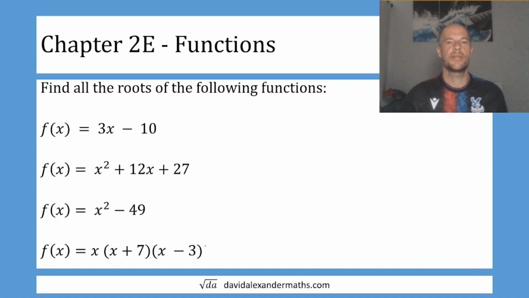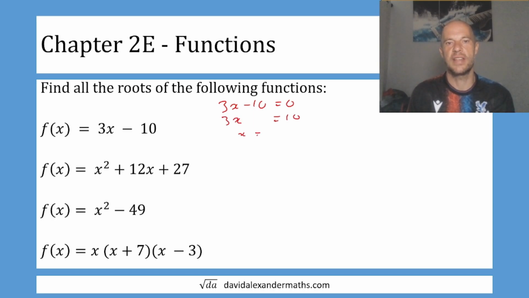Find all the roots of the following functions. Well, roots is where the function equals 0. So 3x take away 10 equals 0. That means 3x must equal positive 10. So x is 10 over 3. So 10 thirds is the root of the function.